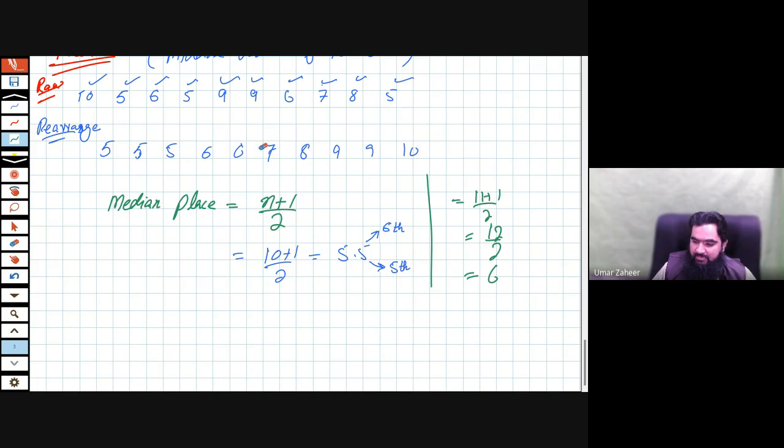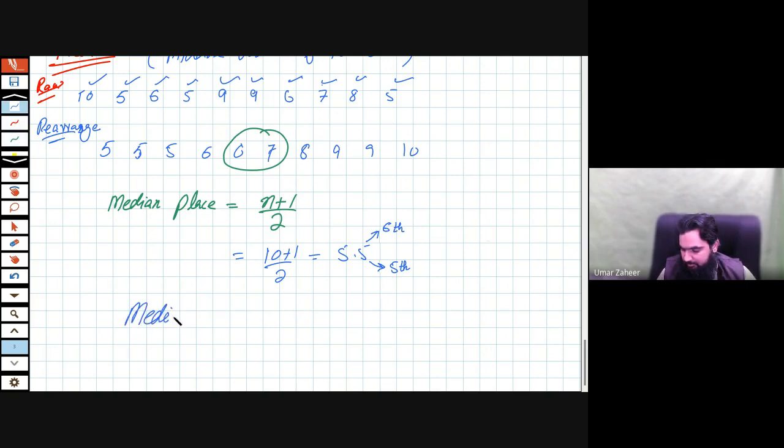All right. So how can you find the median place? You have to use the formula n plus 1 divided by 2, and you will get the median place. So this is the median place, 5 and 6. So the median is equal to, if you get two values, add them and divide by 2. So that will be 6.5. So 6.5 is the median.